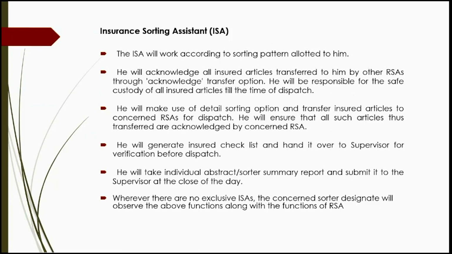Why? The supervisor is responsible for ensuring the safety of the insured articles. So he has to check the weight and everything will be done the way it is done manually. The extra thing that you're going to learn here is that the acknowledgement is going to be given through the system. If there is no separate ISA, if more than one RSA is available, then the supervisor can say who will handle these insured articles, or it will be dispatched in the due course of the duties of the RSA.